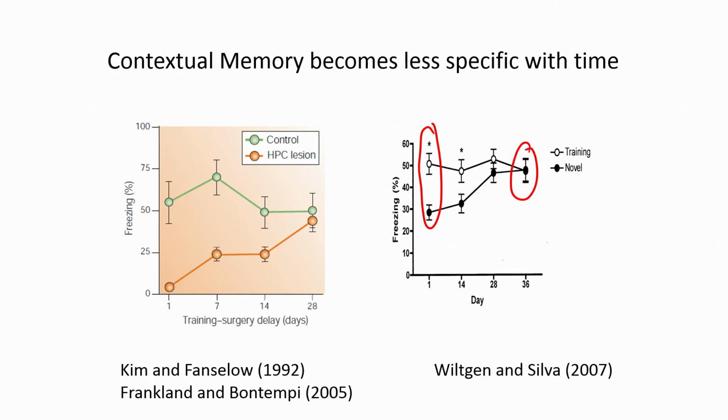It is not that they cannot differentiate the two contexts. That is different from telling apart in which context they got a shock. These two are different, and I want to make that distinction clear. It is one thing to say A is different from B, and another thing to say I am not sure whether it is A or B that is relevant. The second type is the memory deficit that these animals are showing.